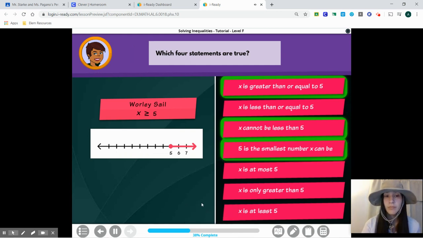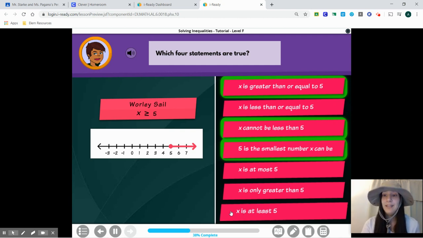None of the numbers that are smaller than 5 are shaded on this number line. So 5 is the smallest number x can be. Keep going. X is at most 5. That means that the biggest x can be is 5, so that's not true. X is only greater than 5. That's not true because it's greater than 5, but also can be equal to 5.